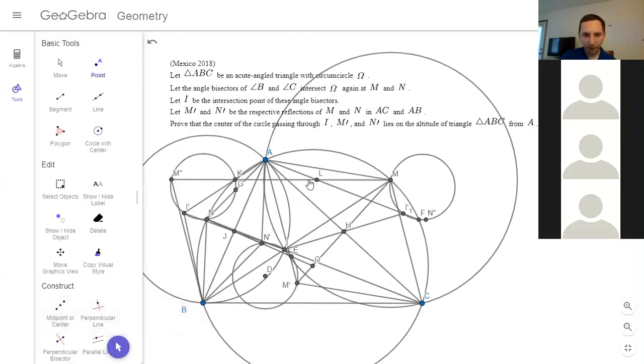I think AKL is similar to IBC. So AK over IB is AL over IC. I wonder if this is enough to solve it actually. Let's see. Let me write this out.